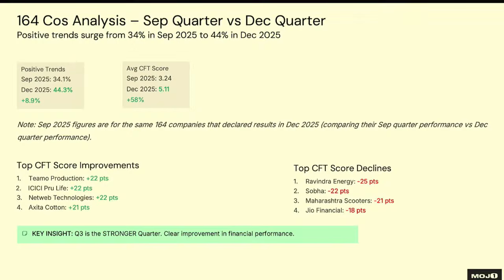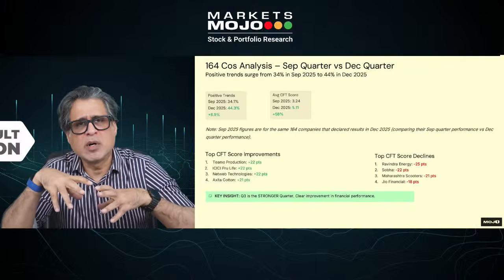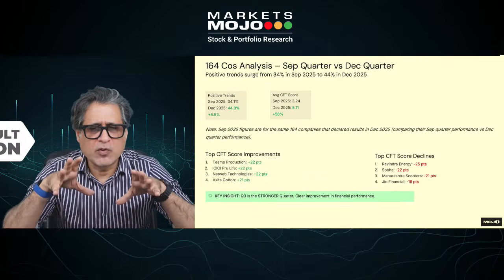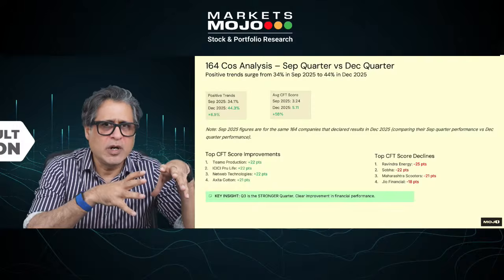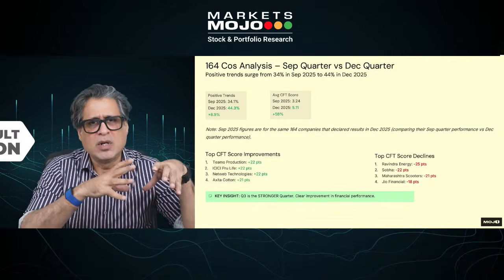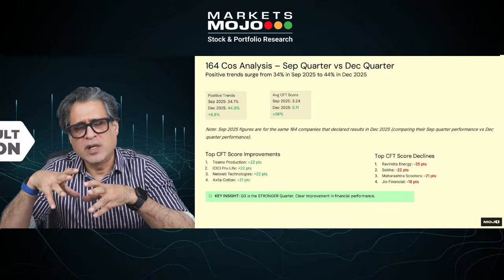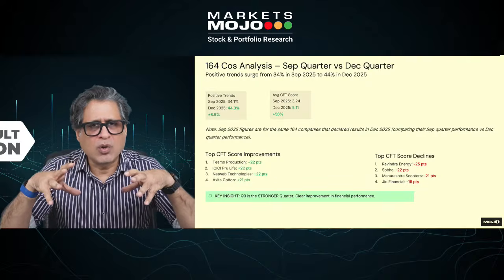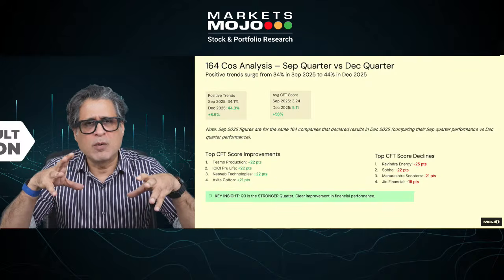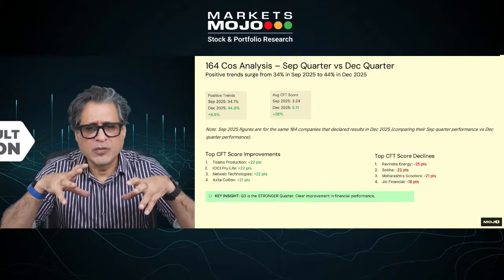Okay. Now what we have done here is that we have taken the same 164 companies and we saw what was the result of these 164 companies in the September quarter versus the December quarter. So same 164 companies, how they did individually in the September quarter and how they did in the December quarter, to just see quarter on quarter, the result that 164 companies have given, has there been an improvement? Let's look at that data.